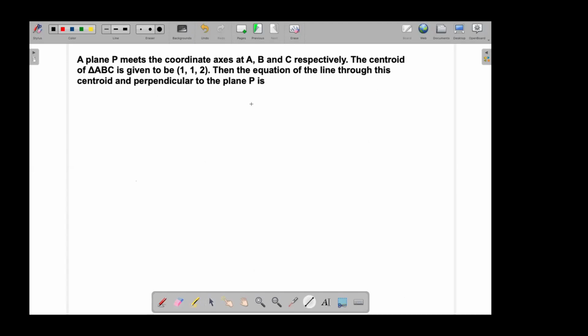What is given here is a plane which is cutting some intercepts on the x, y, and z axes. So you could take it as x, y, and z, and my plane could be something like this. For a plane cutting intercepts A, B, and C on x, y, and z, we have the equation x by A plus y by B plus z by C equals 1.